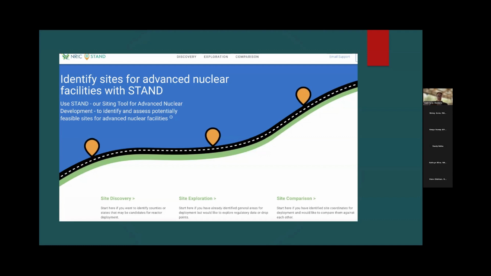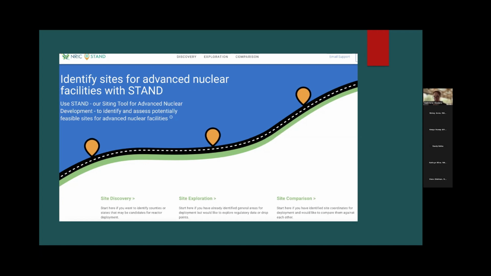This is the STAND landing page. If you go to our tool, which I really hope that you do, and you log in, you'll see these three sections here. We have site discovery, site exploration, and site comparison. So you can approach this in a linear fashion. If you start at site discovery, which would be the broadest level of analysis, that's really looking at county and state factors. To help narrow it down, we create a county heat map across the US based on the user's priorities. There's site exploration, which is more similar to what you saw in Randy's ORSA GIS portion.